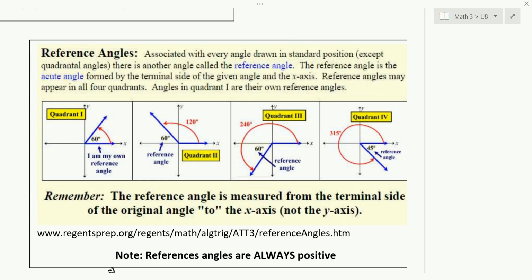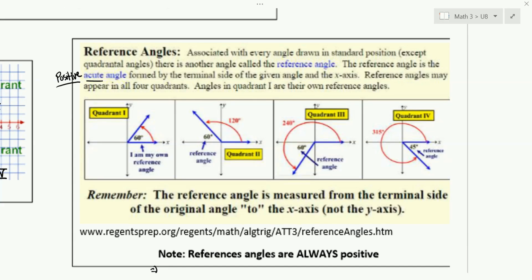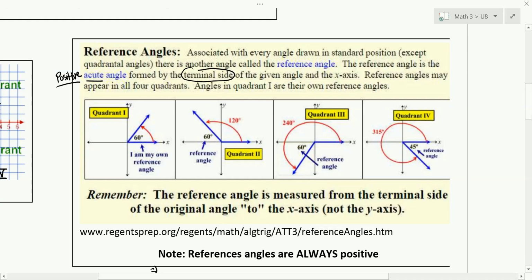Associated with every angle drawn in standard position, there's another angle called the reference angle. The reference angle is, and let's add this word in, the positive acute angle. Acute means what? Less than 90. So it's got to be a positive angle, it's got to be less than 90. And then the other thing, it's formed by the terminal side and the x-axis, not the y-axis. Always to the x-axis. Very important there.